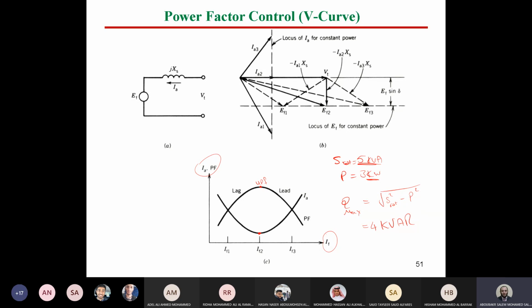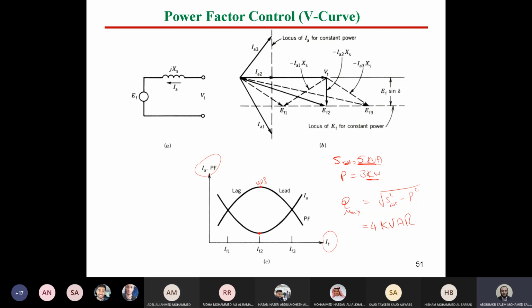Now if we have, guys, surrounding loads but not that high, which means they need only 3 kVAR. We have a 5 kVA motor with active power absorbed 3 kilowatts. However, the surrounding loads need only 3 kVAR. What is the optimum case here, guys? Is it to operate the machine at 4 kVAR or 3 kVAR? 3. 3 kVAR. This is logical. Why? Because if we operate the machine at 3 kVAR, this is going to make the overall power factor unity. Right or wrong?